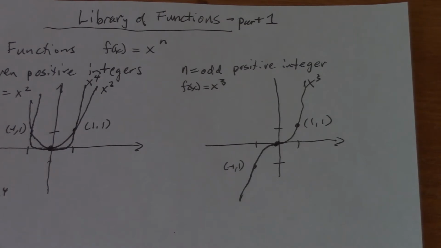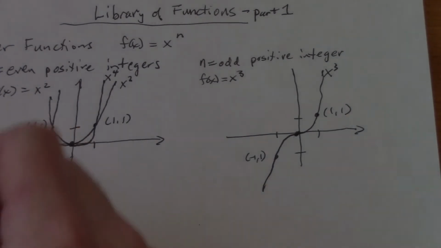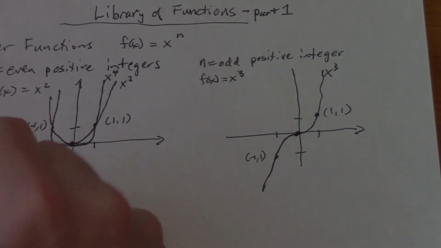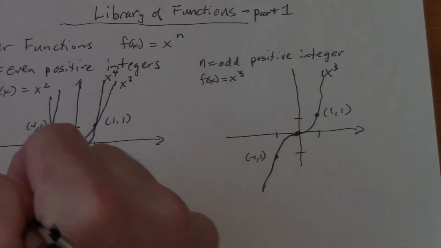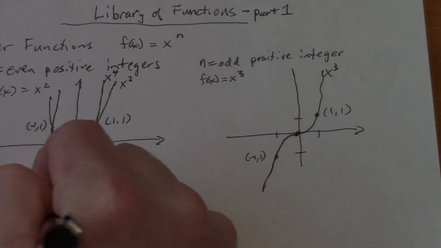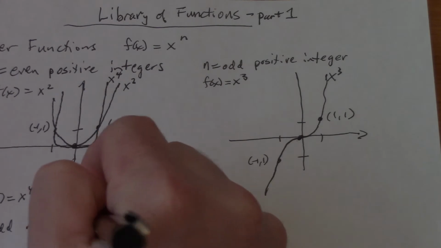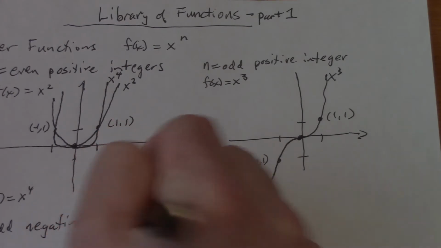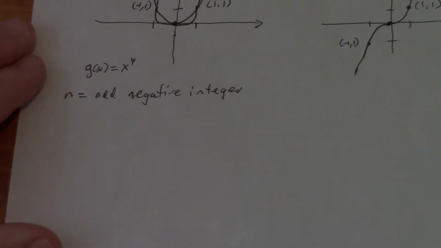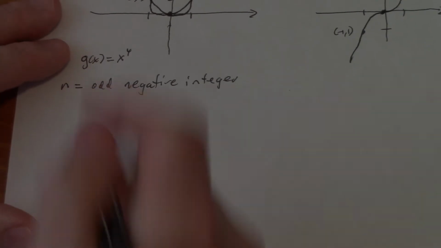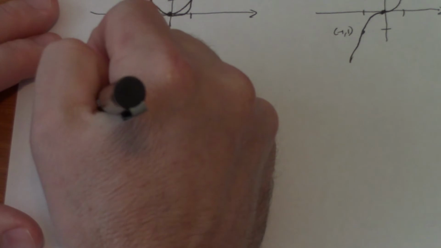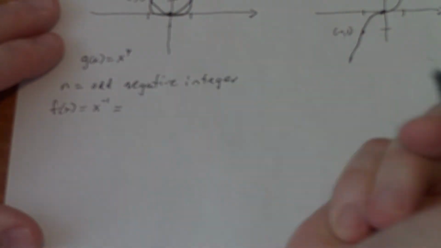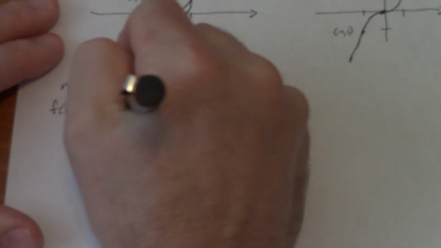What else could we possibly look at? We could look at the reciprocal functions. So n equal to an odd negative integer. So this would be like n equals negative 1. So f of x equals x to the negative 1, which we know in another form would be 1 over x.